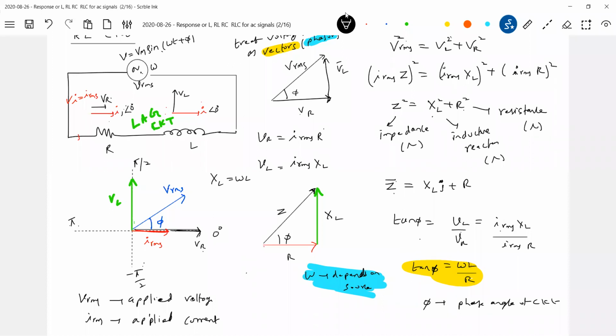Can I control this phase angle? Yes, by adjusting L and R, or by varying omega, no? The phase angle is not fixed. It in fact is variable here. Okay, it's all about the circuit. Let's go back to the power here.